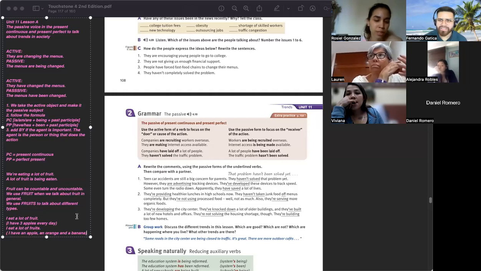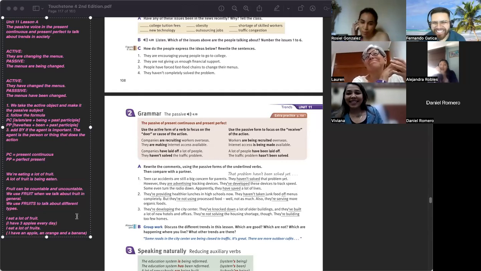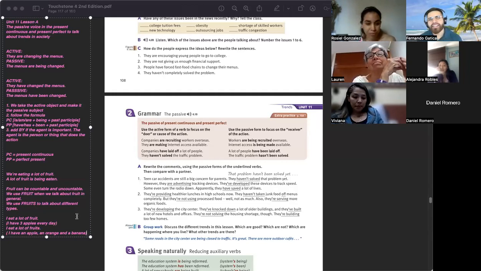My favorite fruit is grape. Grapes. Nice. White grapes or red grapes? White. The white ones are green. Las blancas son las verdes. I don't know why we say white in English. So in English, we say white grapes to talk about the green ones. Why? I don't know.